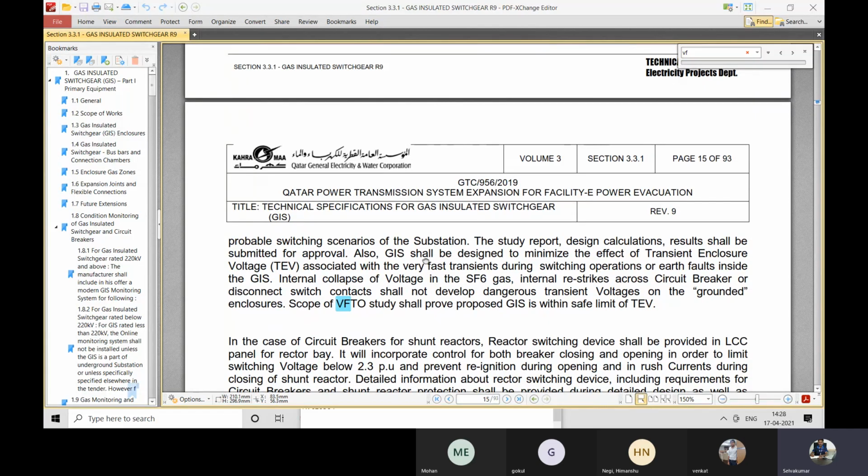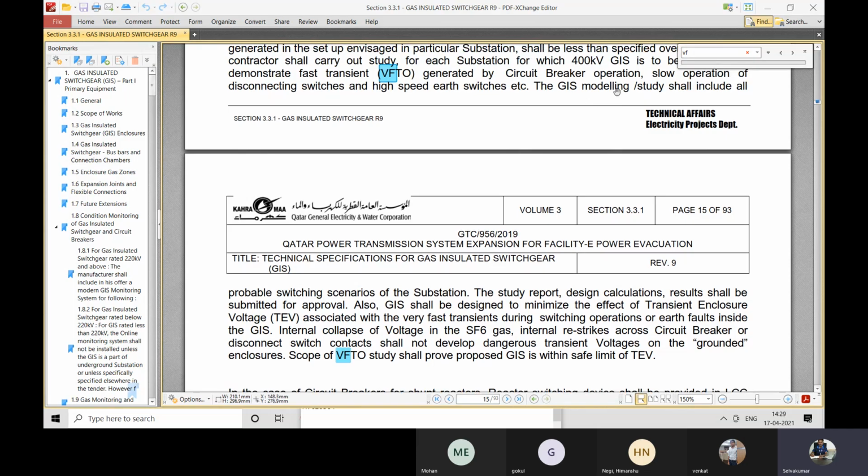Also, here is a tricky point. GIS modeling studies shall include all probable switching scenarios of the substation. So when it comes to this, whether the switching is for VFTO or TRV is a question. Yes, we are doing this, whether it is for VFTO or for TRV is probably not explicitly there.